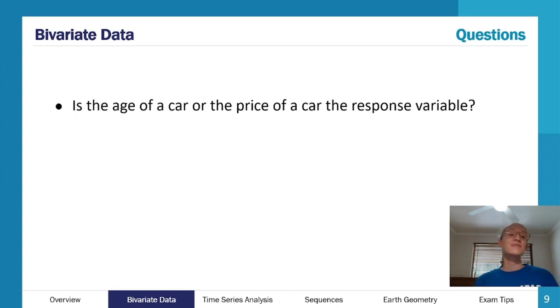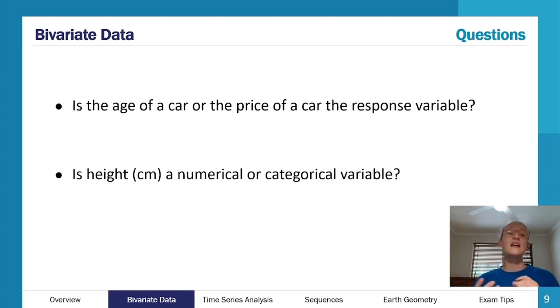So, question: is the age of a car or the price of a car the response variable? You can have a think about that one. And our second one: is height measured in centimeters a numerical or a categorical variable?